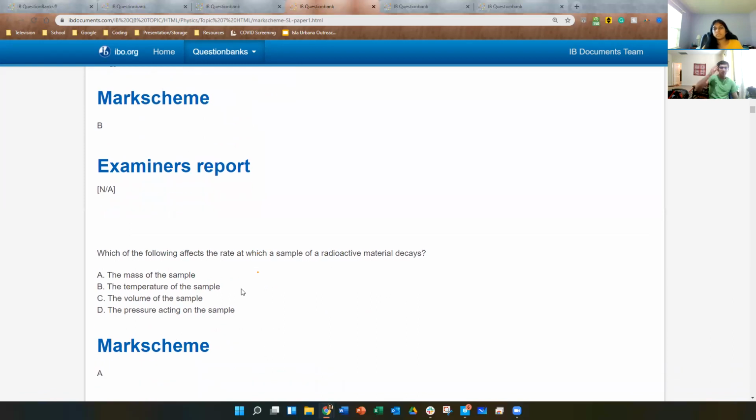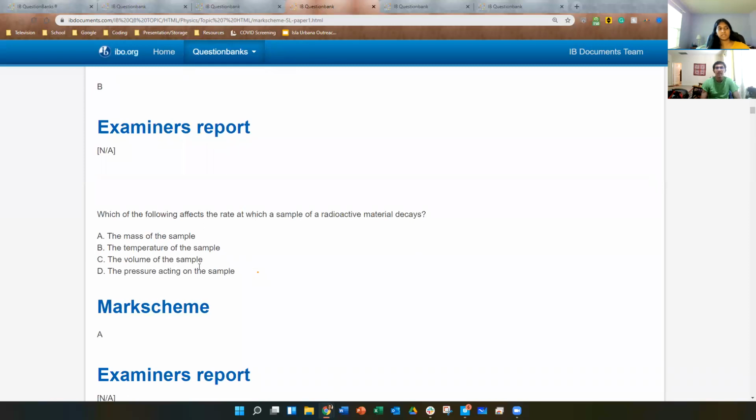So I think with radioactive decay, we often think temperature and pressure and volume can change the speed of a reaction, but in radioactive decay, it just depends on how much is present, right? So in this case, I think it's good to remember that it's random. Yeah, random.